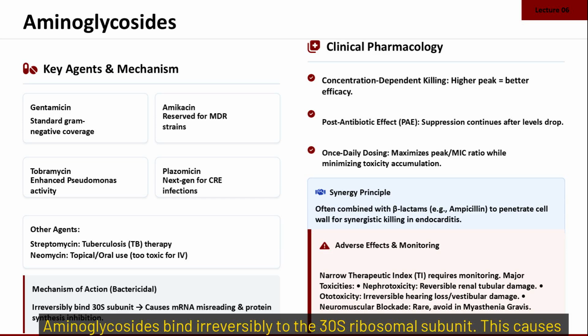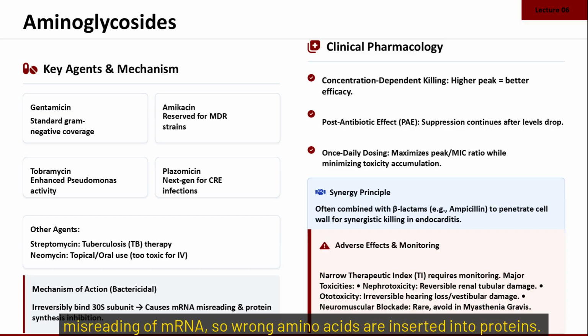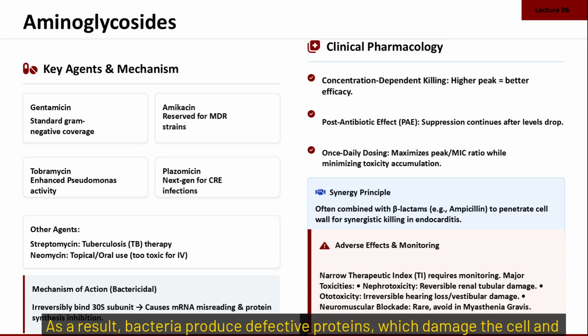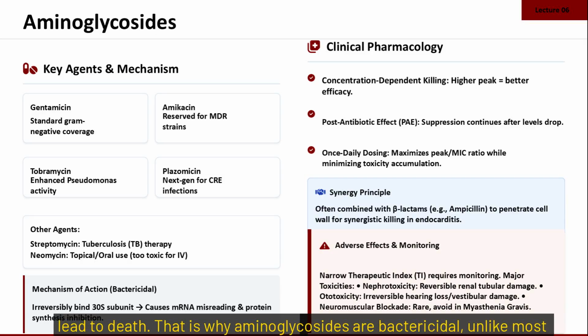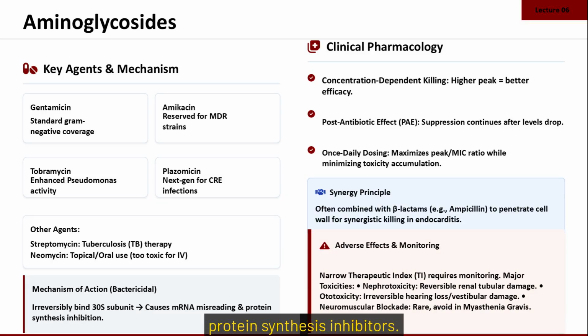Aminoglycosides bind irreversibly to the 30S ribosomal subunit. This causes misreading of mRNA, so wrong amino acids are inserted into proteins. As a result, bacteria produce defective proteins, which damage the cell and lead to death. That is why aminoglycosides are bactericidal, unlike most protein synthesis inhibitors.